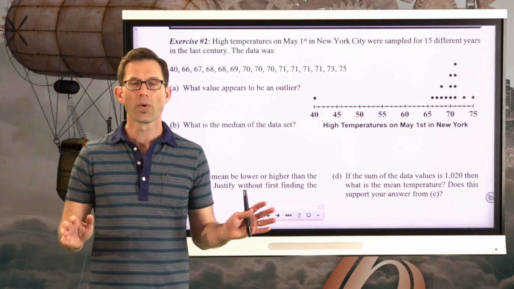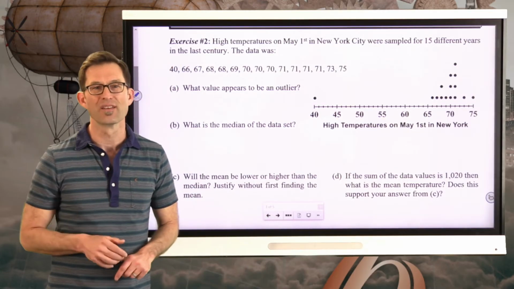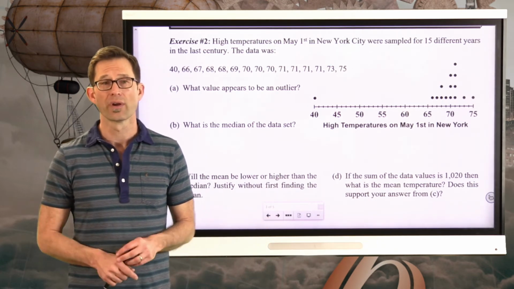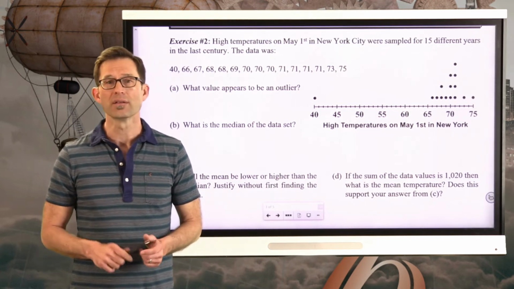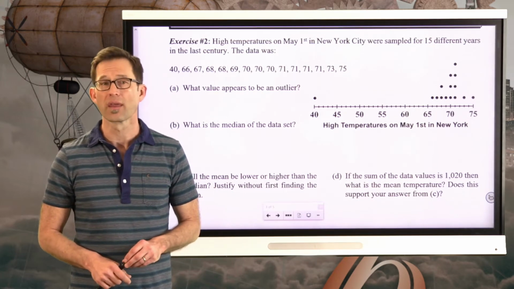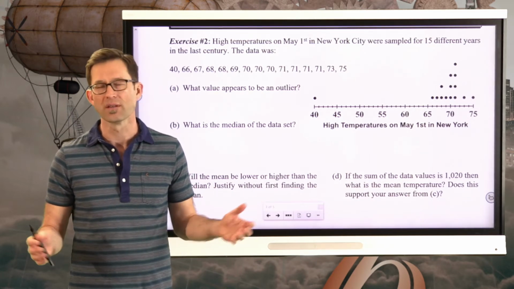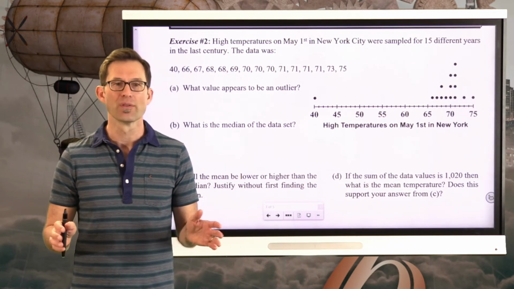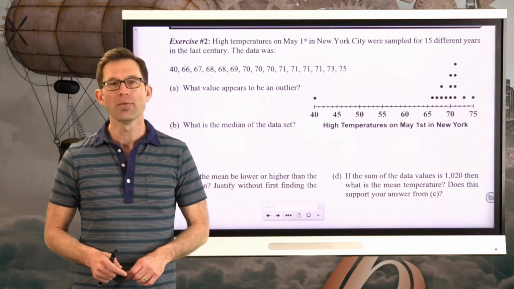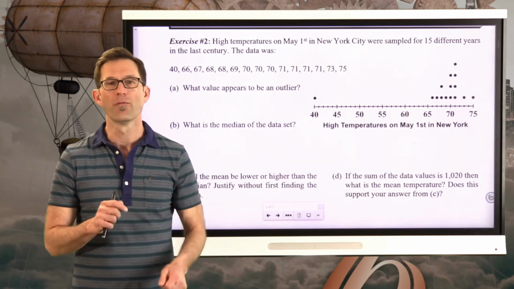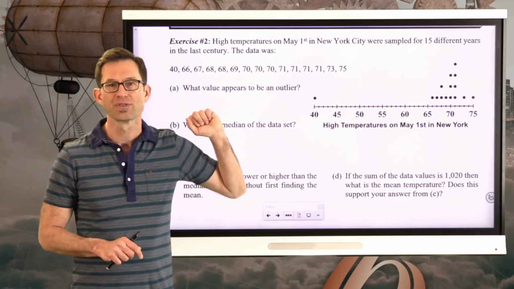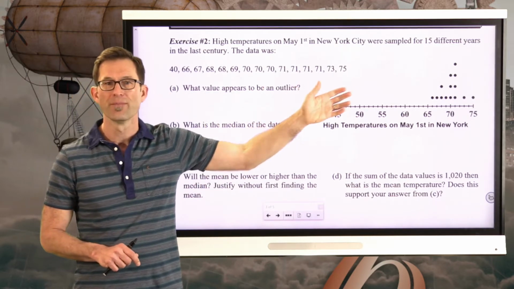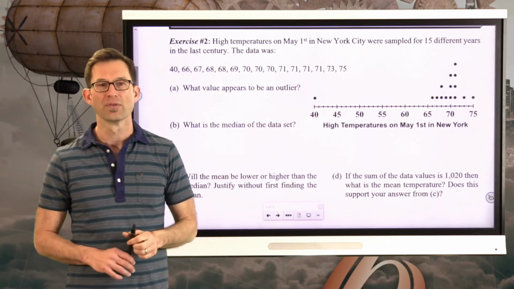Now again, before we get into this, let's frame a statistical question. Maybe the statistical question we want to answer here is, how warm is it in New York City at the beginning of May? And we often measure how warm it is by the high temperature that we reach during the day. So maybe you go out and sample 15 high temperatures on May 1st in New York City, and here they are. Letter A, what value appears to be an outlier?